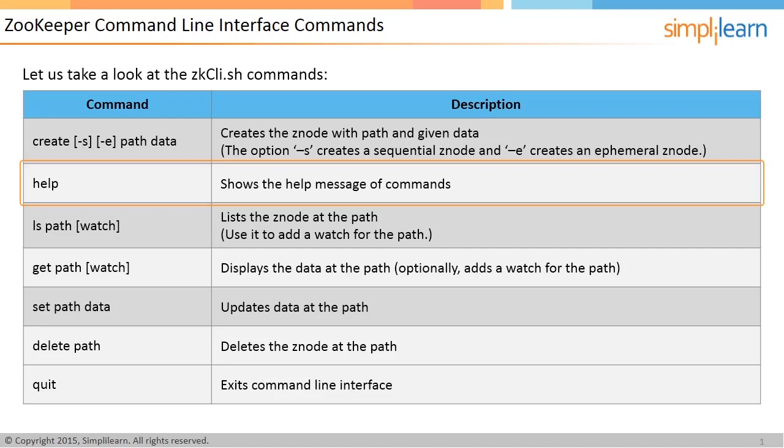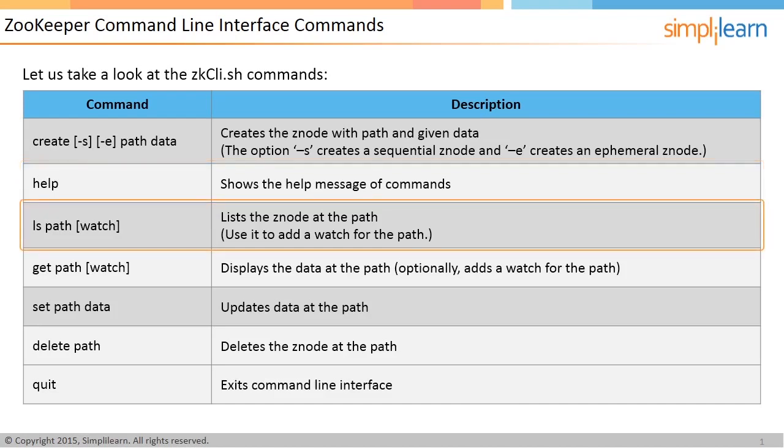Get and set commands can be used to fetch the data of the znode or to update the data. Delete can be used to delete the znode at the path. Finally, you can use quit to exit the command line interface.